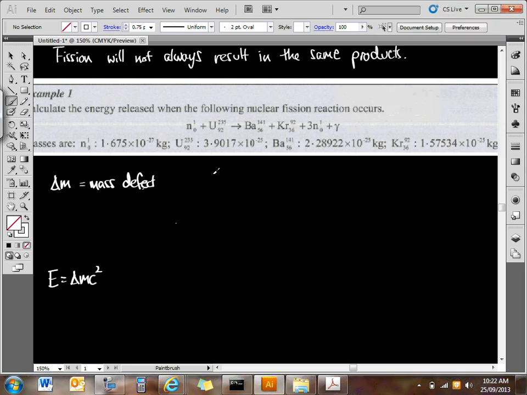Going to add the mass of the neutron, 1.675 by 10 to the minus 27 kilograms. Plus 3.9017 by 10 to the minus 25 equals... I did these calculations. I'm assuming the book is correct. 3.91845 by 10 to the minus 25 kilograms. So that's the mass of the reactants.